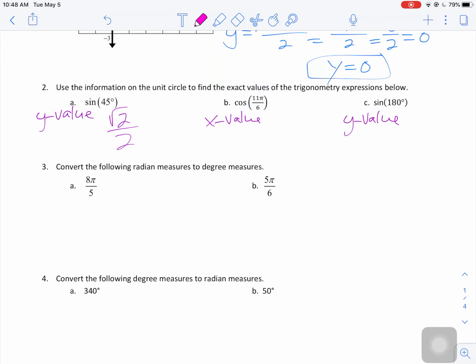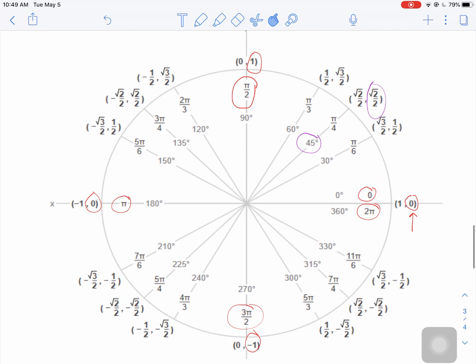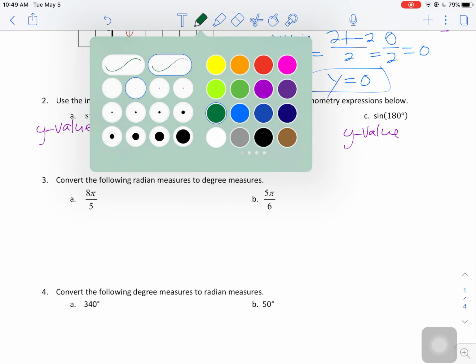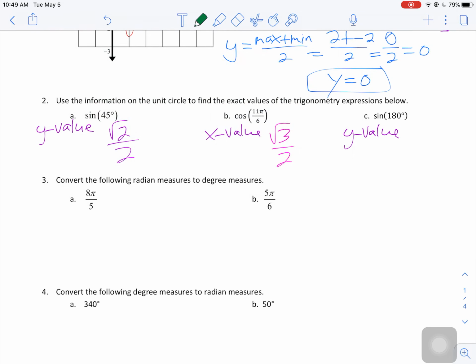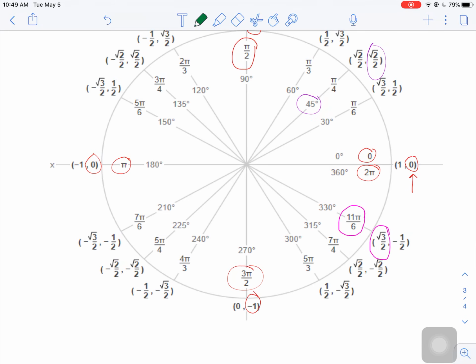For the next one, we want the x value at 11 pi over 6. So we have to find 11 pi over 6. And then we want the x value. So √3/2. And then on this last one, since it's sine, we want the y value at 180 degrees. So y value at 180 degrees. Here's 180 degrees, y value is 0.